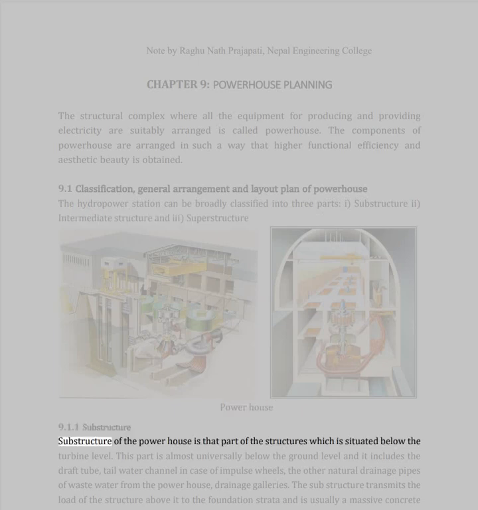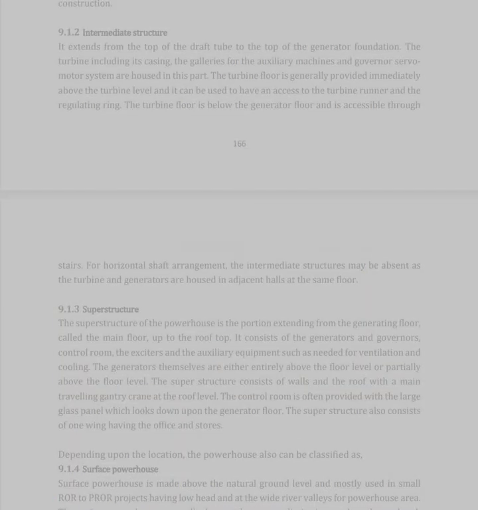9.1.1 Substructure. Substructure of the powerhouse is that part of the structures which is situated below the turbine level. This part is almost universally below the ground level, and it includes the draft tube, tail water channel in case of impulse wheels, the other natural drainage pipes of wastewater from the powerhouse, drainage galleries. The substructure transmits the load of the structure above it to the foundation strata and is usually a massive concrete construction.